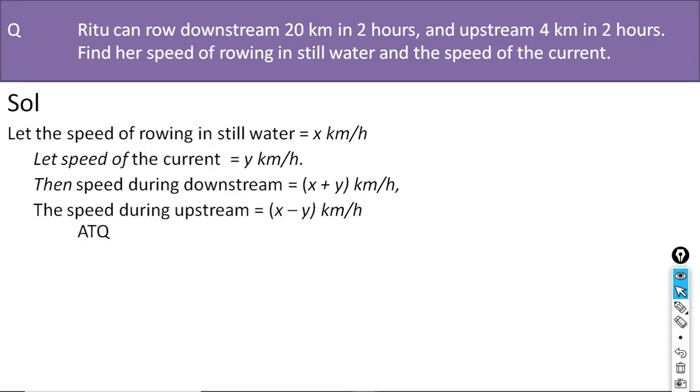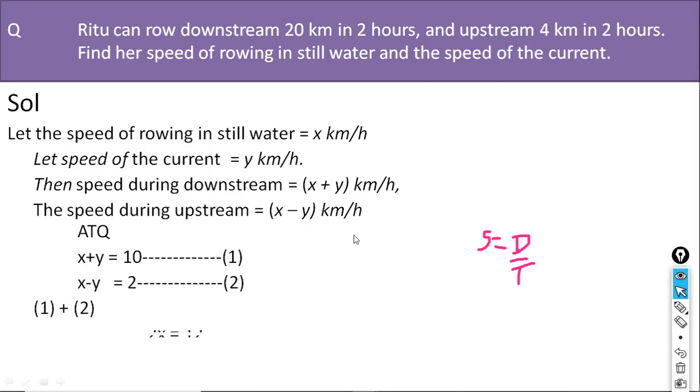In the first case, Ritu can row downstream 20 km in 2 hours. It means 20 km is the distance given to you and 2 hours is given as time. So we use the formula speed is equal to distance upon time. For downstream, speed is x plus y. x plus y is equal to distance 20 upon time 2, 20 upon 2 we get 10. Similarly, during upstream, it is 4 upon 2 we get 2.